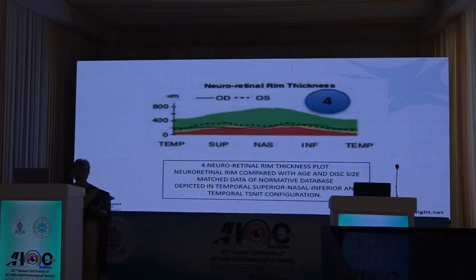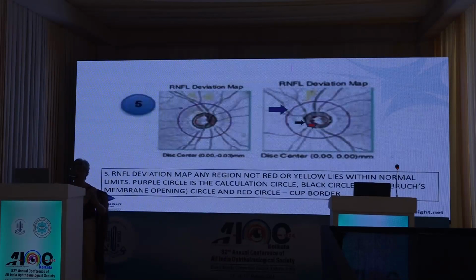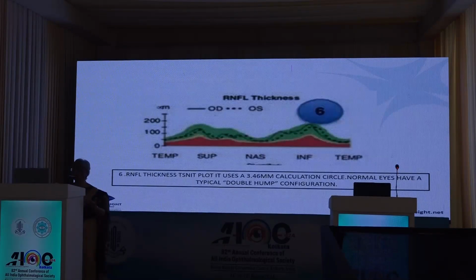Now you're comparing the neuroretinal rim thickness, very, very important, and here you find this plot which has been measured. It is showing you where exactly the loss has occurred, and with the normative data. Then the deviation map, which I've already talked to you about, and then again the RNFL thickness map.